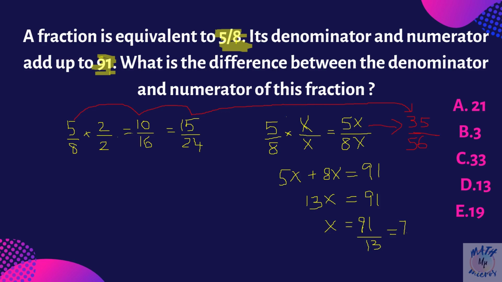Now we have found that equivalent fraction. We need to find the difference between the denominator and numerator of this fraction. The denominator is 56 and the numerator is 35. So the difference is obvious. It is 21 and that is the answer. So answer A. A is the answer. Fine. Now let's move on to the next question.